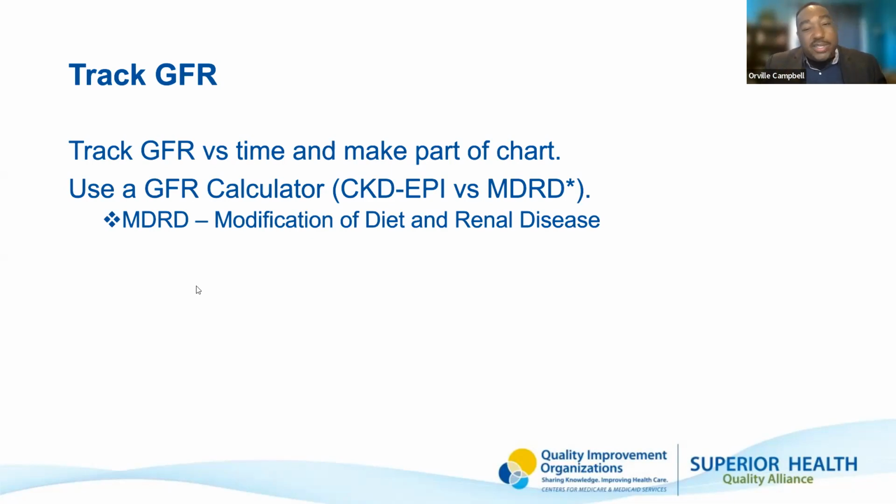What is a normal cystatin C? Between 0.6 to 1 milligrams per liter. Again, if it is elevated, you expect a decrease in renal function. Next slide, please.